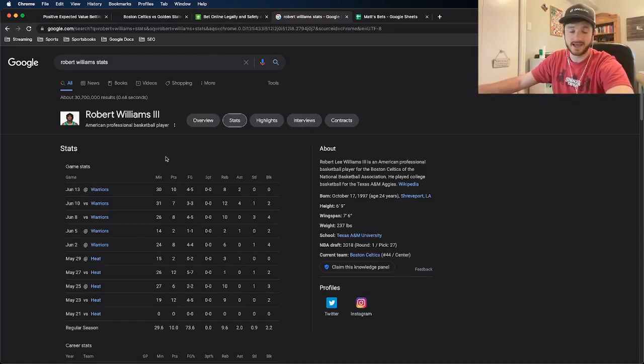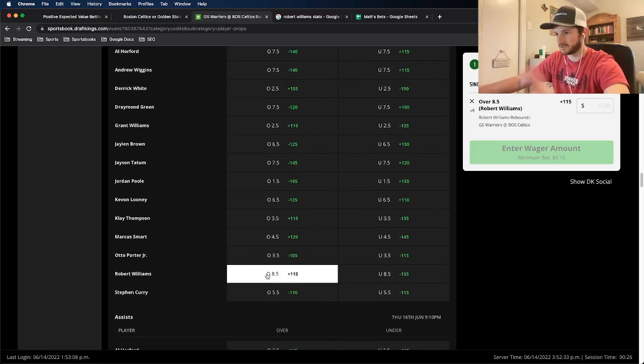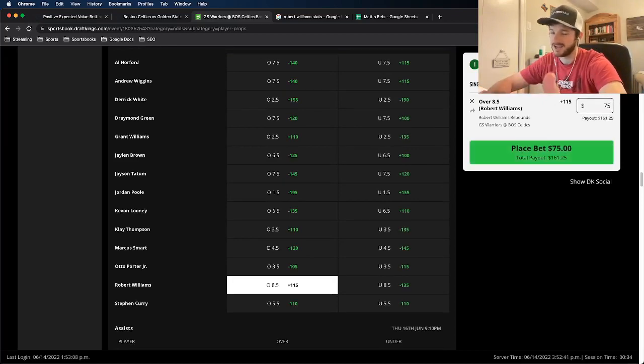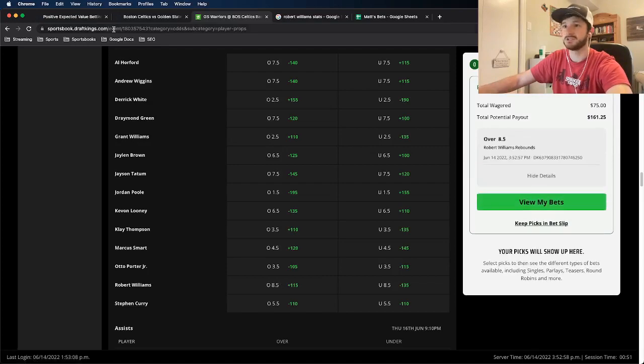So I'm going to go ahead, log in to DraftKings, and I'm going to lock this one in. So here I have it, Robert Williams over 8.5 rebounds, plus 115 odds that you can see here on DraftKings. This is going to be another 3-unit play for me. Normally, I would put $100 on this one, but because of the bad luck I've had with player props, I'm not going to quite put that much money on here. So $75 on this bet. I think it's a really good bet. I would definitely recommend tailing it. So place bet. So I'm good to go there.